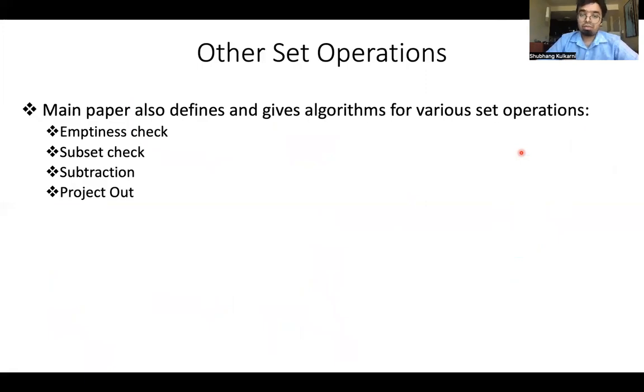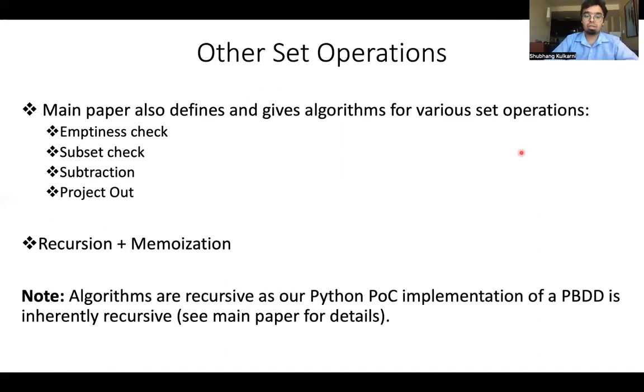In our main paper, we also define and give algorithms for various non-trivial set operations like emptiness check, subset check, subtraction, and project out. All of these are required by Polly while actually performing polyhedral optimization. And all of our algorithms follow the recursion plus memoization paradigm. That's because our Python proof of concept is inherently recursive in nature, and we would like to refer you to the main paper for details if you are interested.